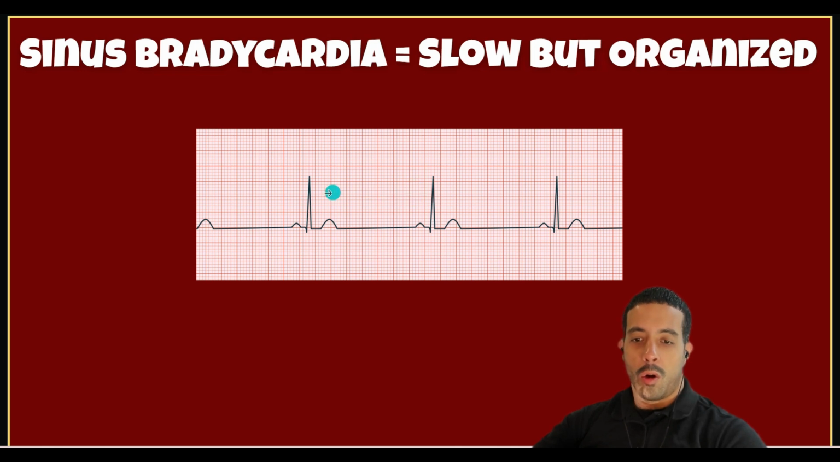So we already know that based on the fact that there's six boxes in between the R and the R on this cardiac cycle here and this cardiac cycle there, we already know from a glance that this heart rate has got to be below 50.